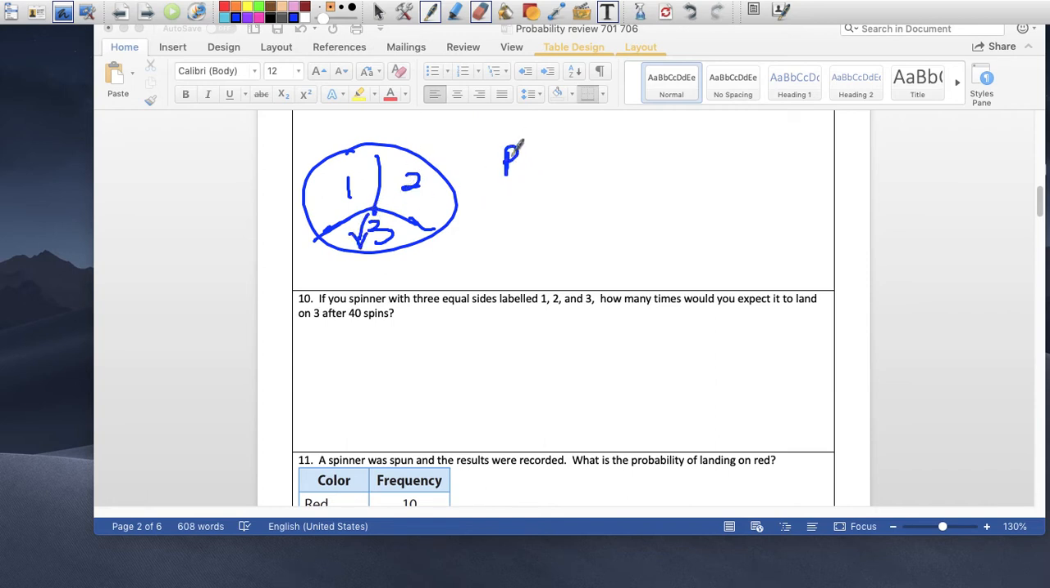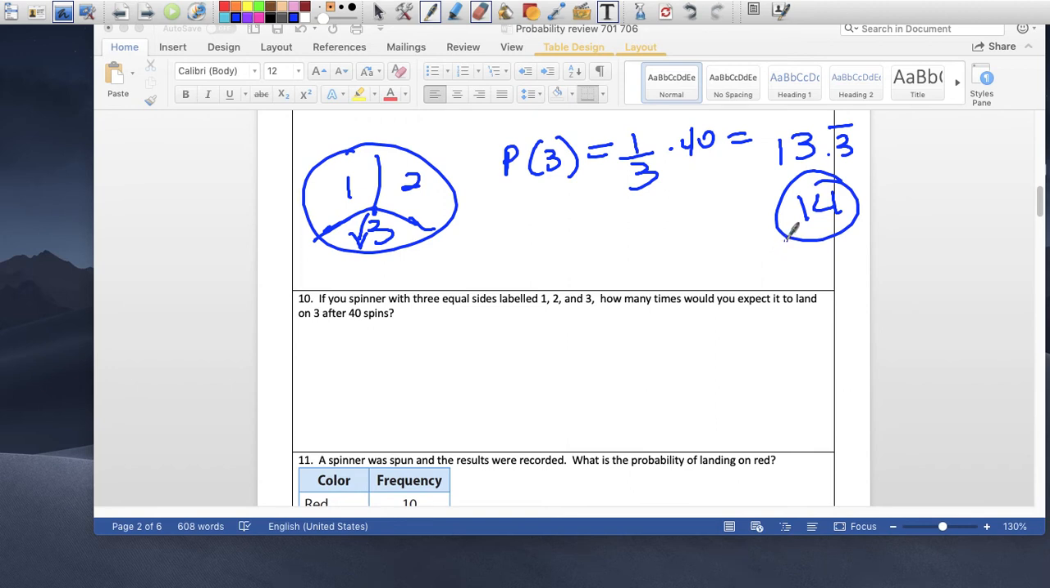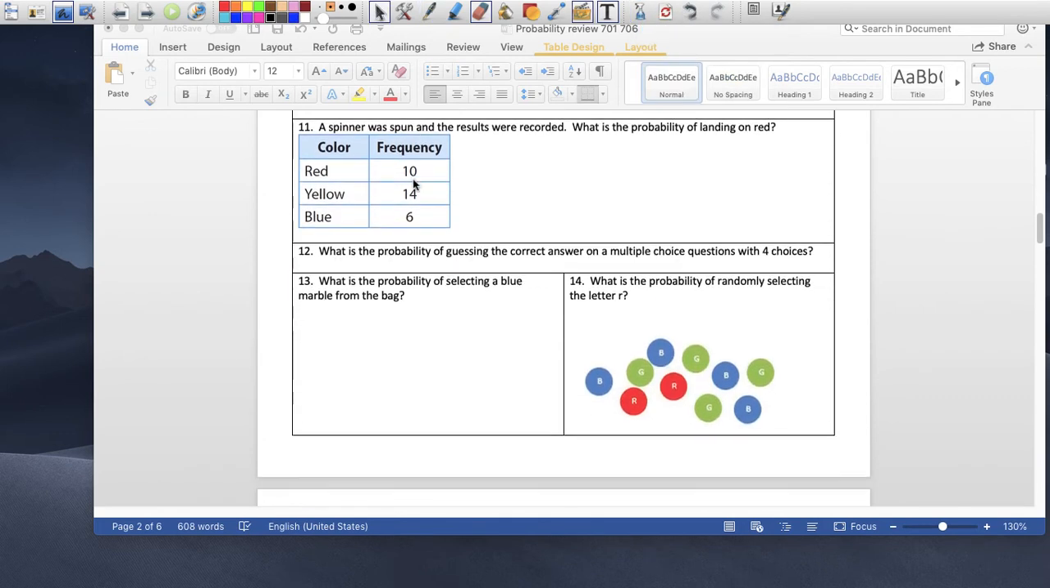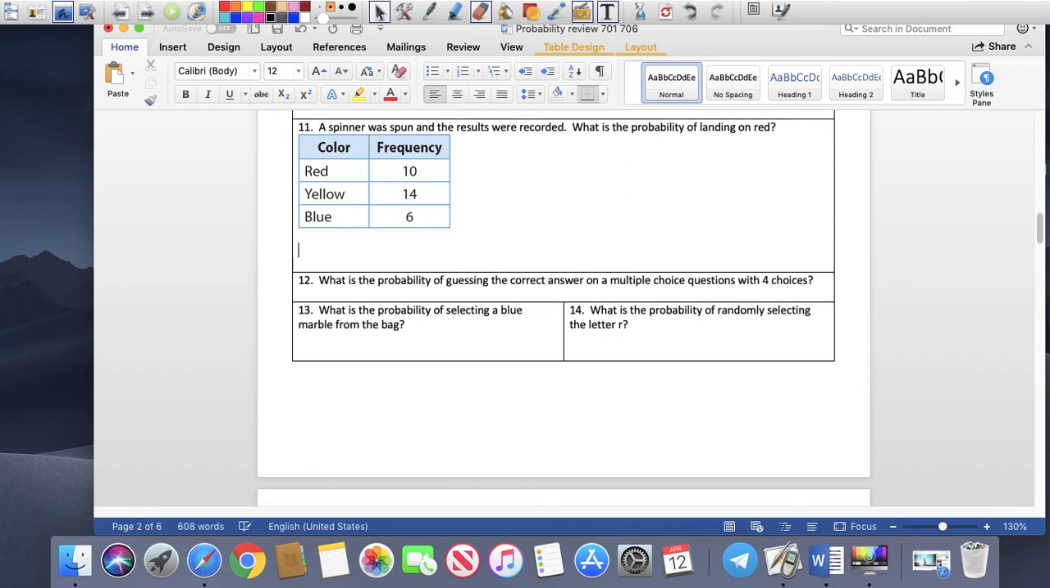Well, the probability of landing on 3 in this case is 1 out of 3. And if you're going to make a prediction, you're going to multiply 1/3 times 40. And you're going to get a decimal, 13.33333 forever, 13 with bar notation. You can't have 13.3 spins, right? So we're just going to say about 14 times out of 40 you would land on 3.